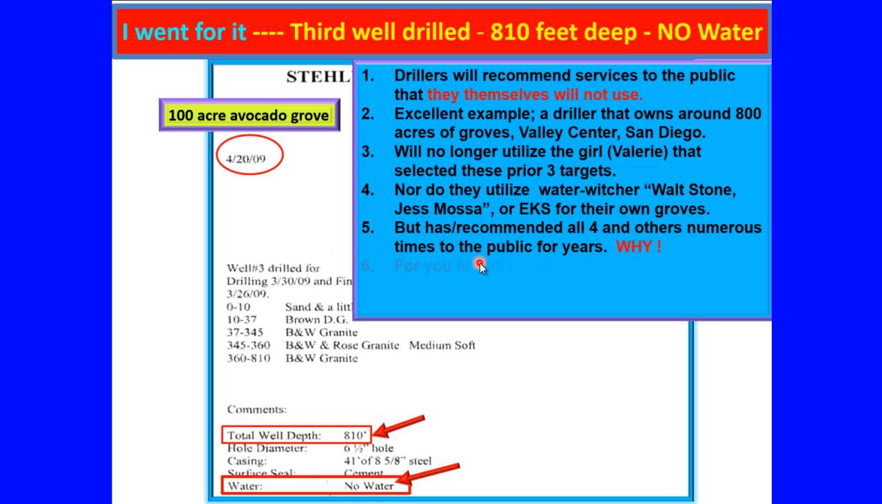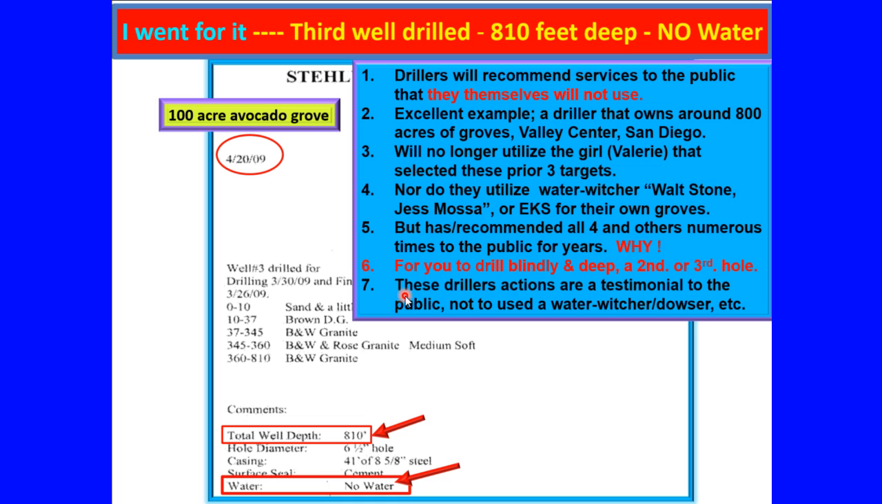Why? For you to drill blindly and deep a second or third hole. These drillers' actions are a testimonial to the public not to use a water witcher, dowser, etc.